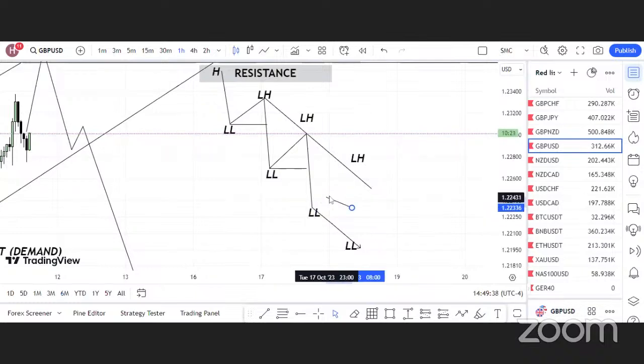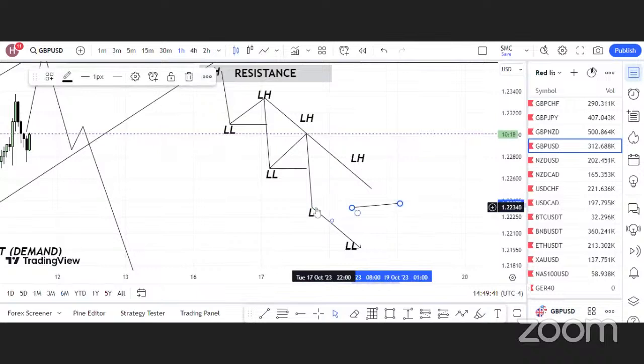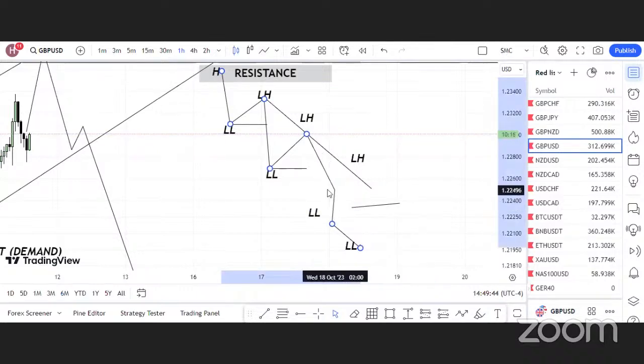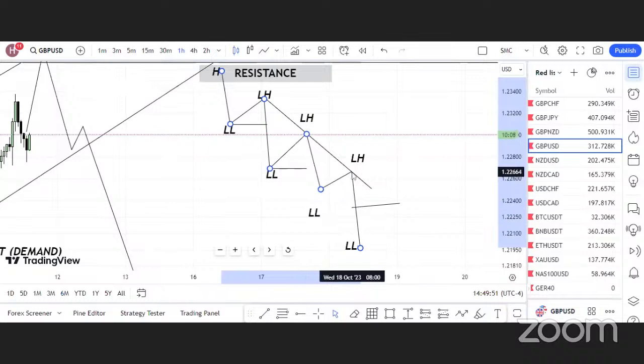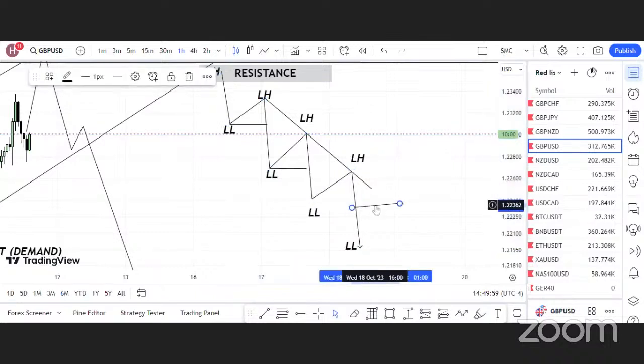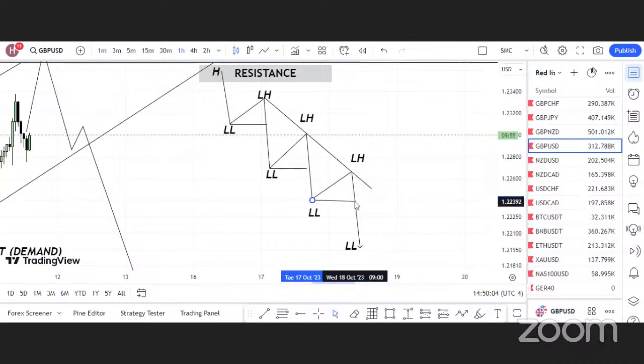So when this market came here, you want to sell immediately. Now that you sold, you'll be targeting this low. So you are targeting either this low or to go below, if you have a confirmation that the market is going to continue to go down.